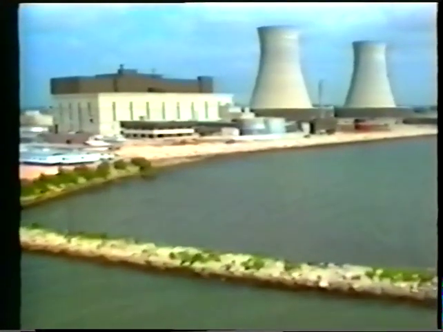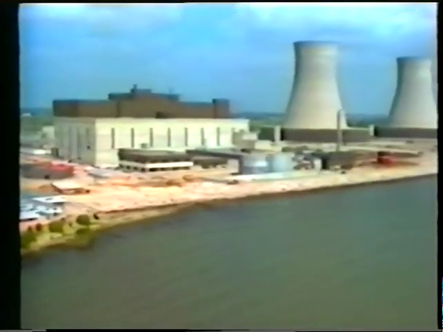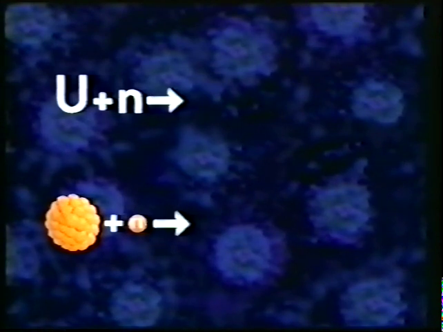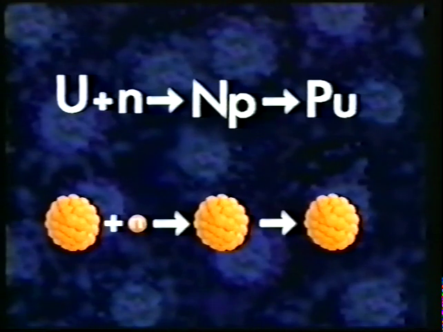Fast breeder reactors are a new generation of reactors still being developed. In a reactor, uranium-238 can capture a fast neutron, which turns into a proton, transmuting the uranium to neptunium, then plutonium. Plutonium is fissile, like uranium, but needs fast neutrons.